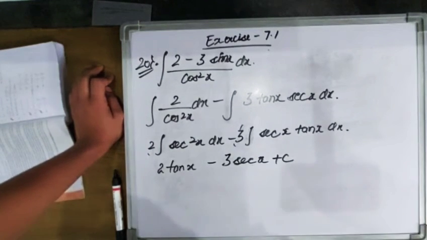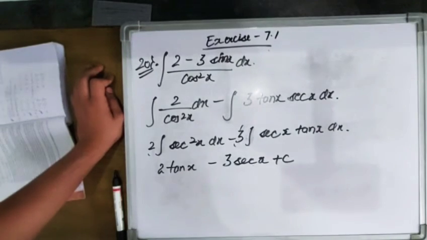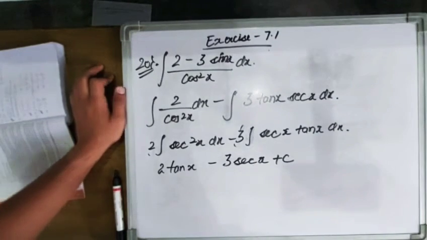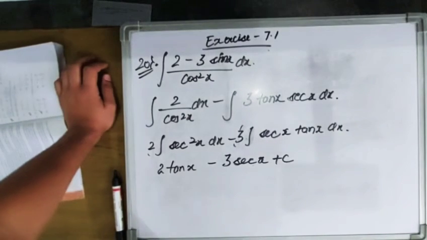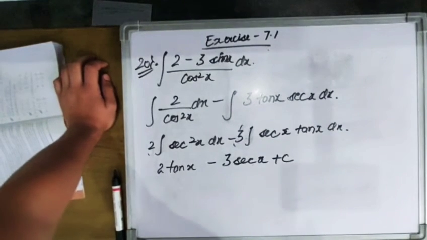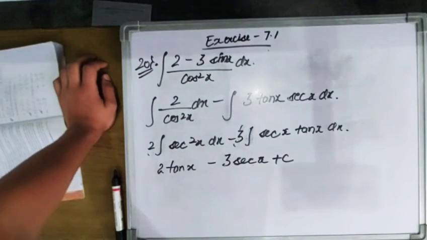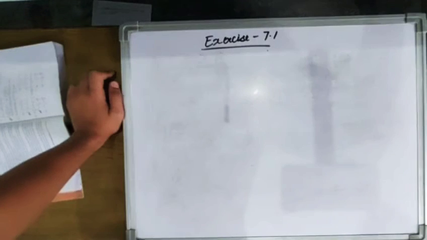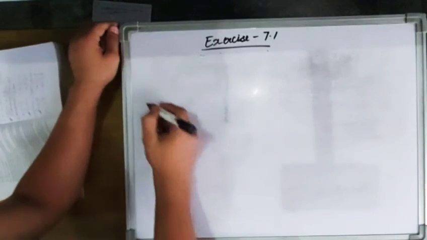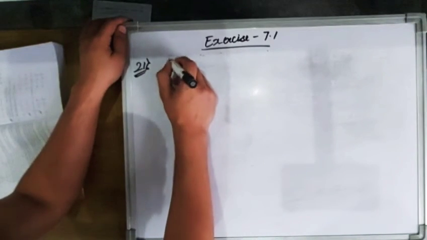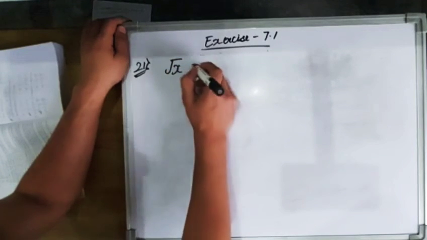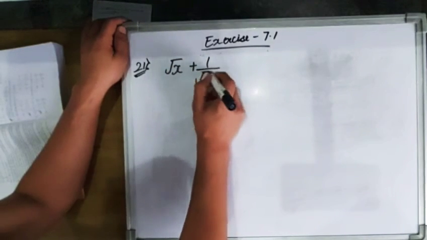Now let's move to our 21st question. The 21st question is very different from the other questions. In fact, the 22nd question is also different from the complete exercise. I'm going to solve both by myself. Pause the video, note it down. Our 21st question from exercise 7.1 is, find the antiderivative of root x plus 1 upon root x.